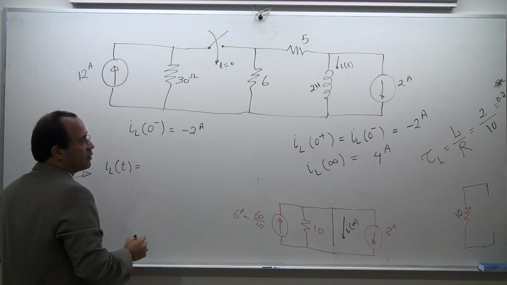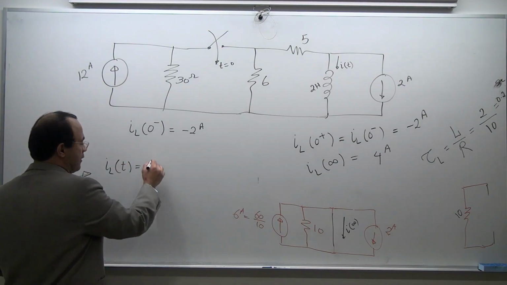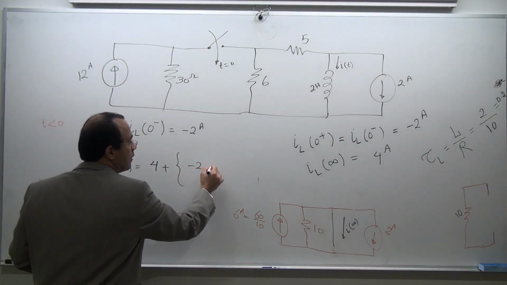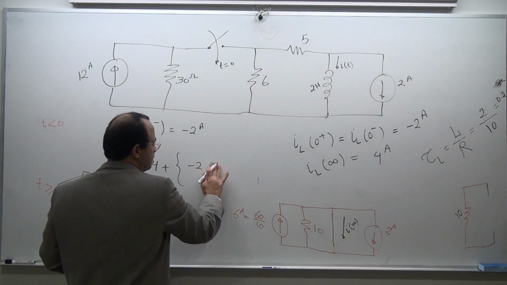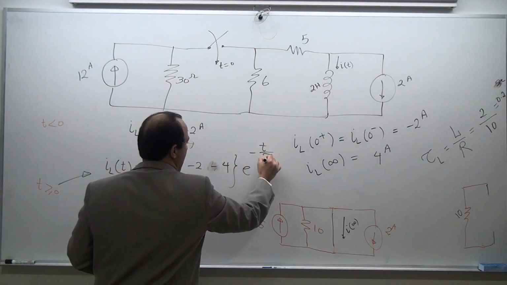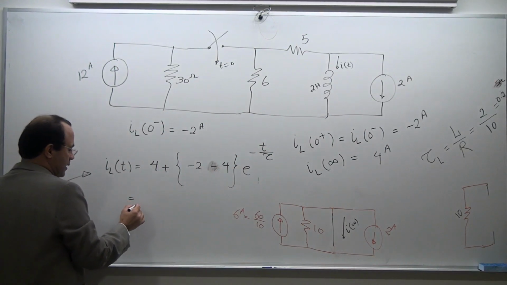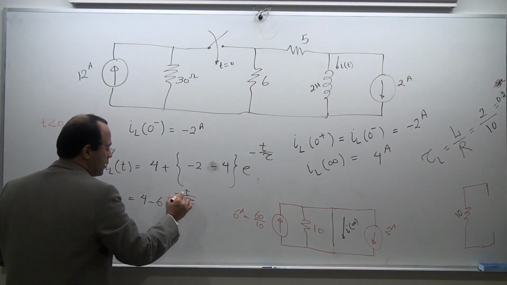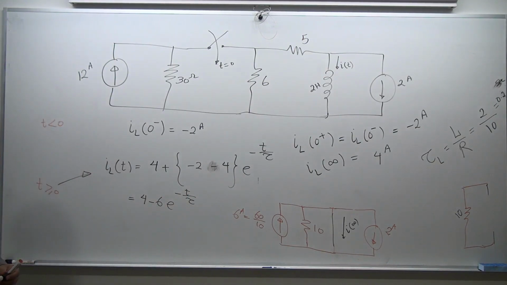I of L of t is going to be I of L of infinity, plus, I of L of 0 minus I of L of infinity, e to the power of minus t over tau. So this one is going to be 4 minus 6 e to the power of minus t over tau. Okay?